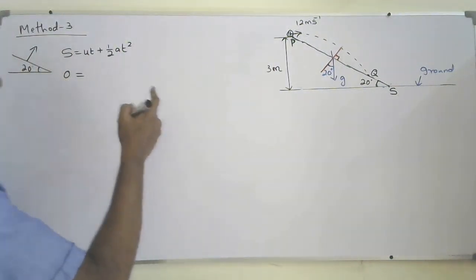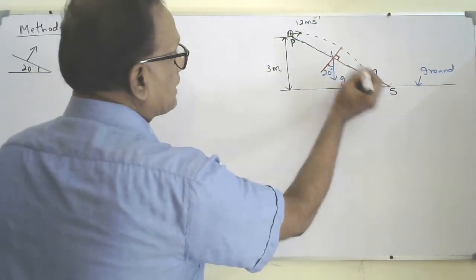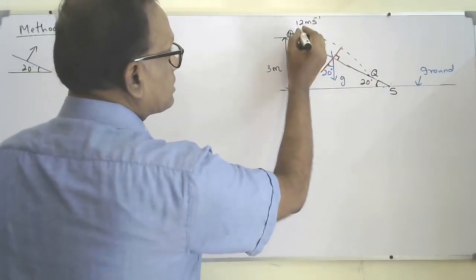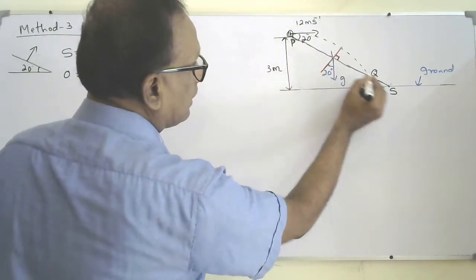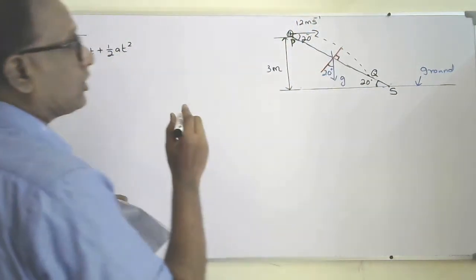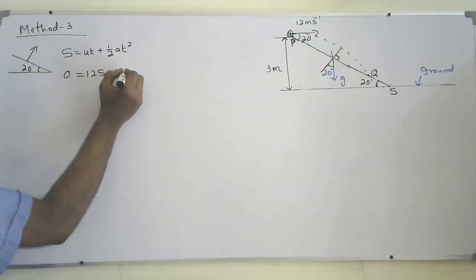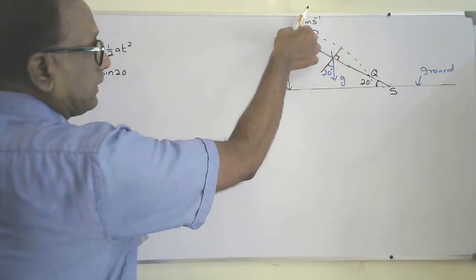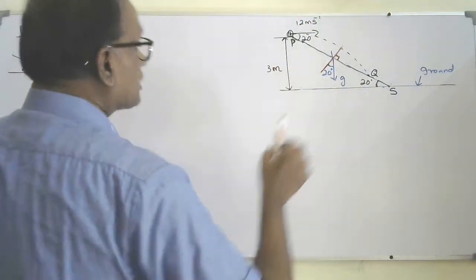Right, so initial velocity, how much? It was projected horizontally. So this angle is 20, this angle is 20 because of alternate angles. So perpendicular to the slope, it will be 12 sine 20. 12 sine 20 is the component of the initial velocity perpendicular to the slope.